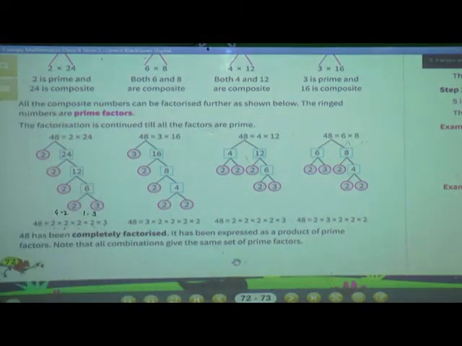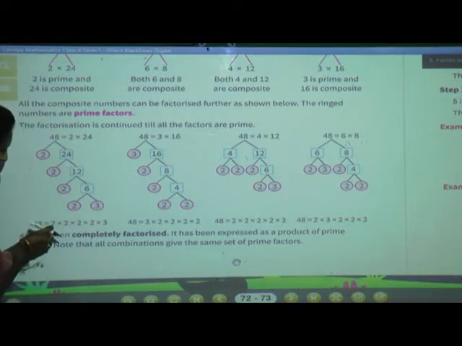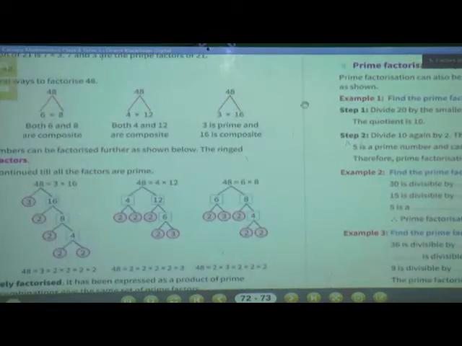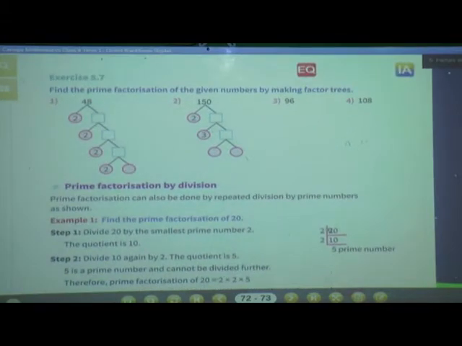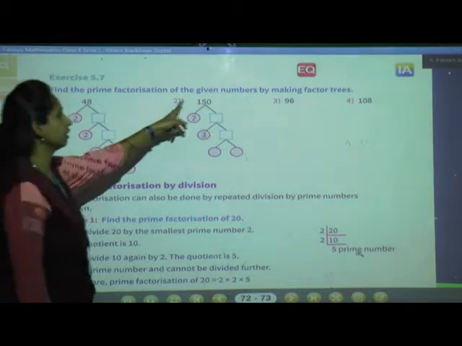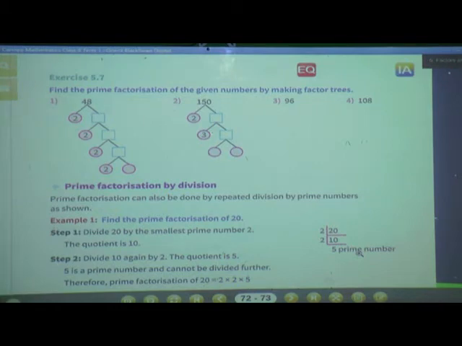Are you getting it? Yes. So 48 is completely factorized and it has been expressed as a product of prime factors. Means whatever we have expressed, that is the product of the given prime numbers. Understood? Clear? Yes. Now we will see exercise 5.7. What is the question? Find the prime factorization of the given numbers by making the factors tree. Already we have studied about factors tree, isn't it?